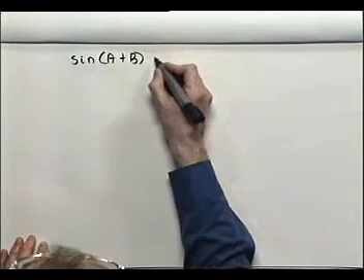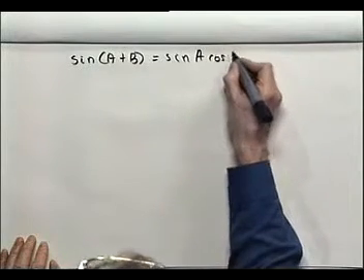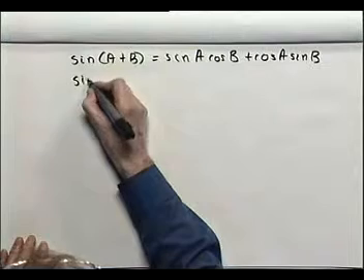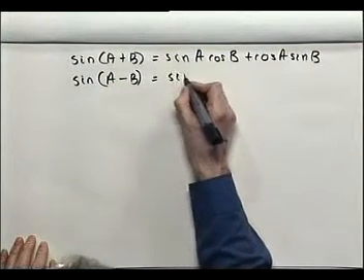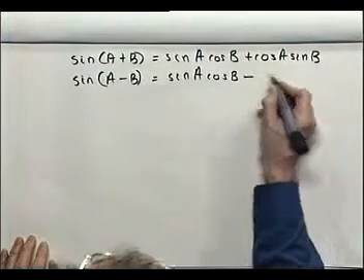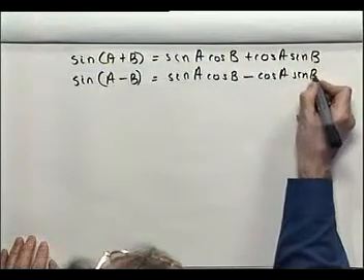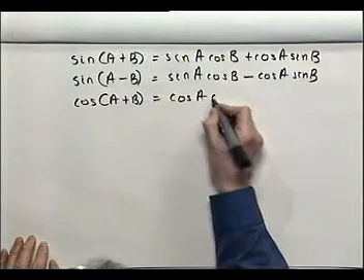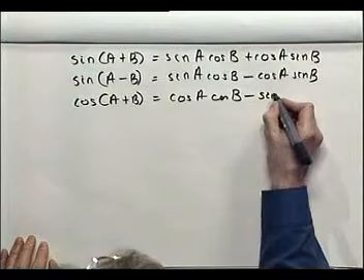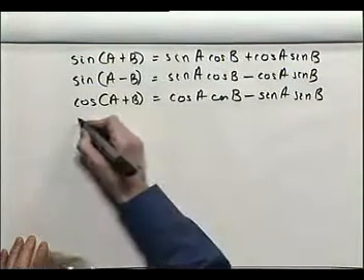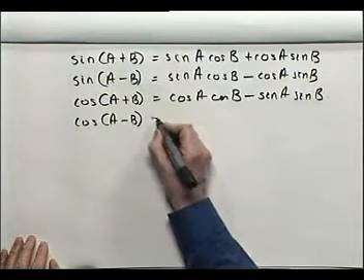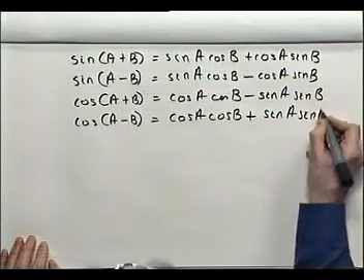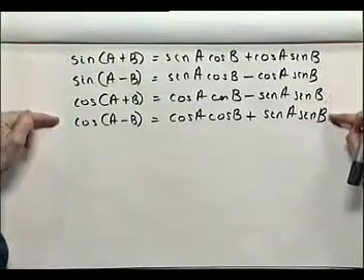Let me turn over and write those down as a group. Sine of A plus B is sine A cos B plus cos A sine B. The sine of A minus B is sine A cos B minus cos A sine B. The cos of A plus B is cos A cos B minus sine A sine B. And the cos of A minus B is cos A cos B plus sine A sine B.